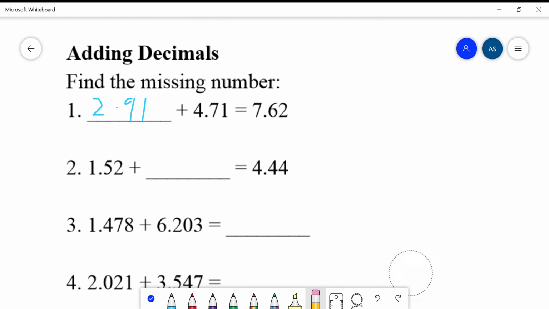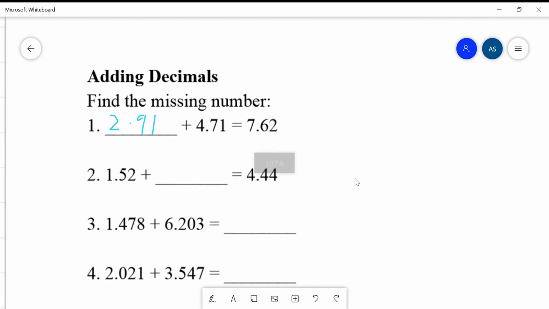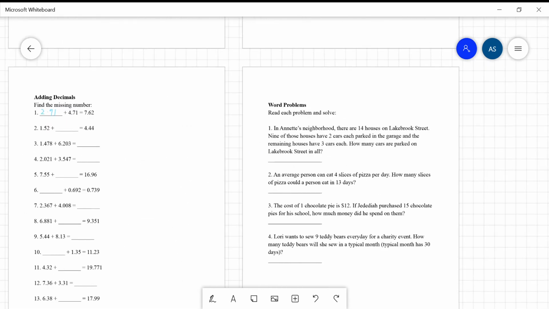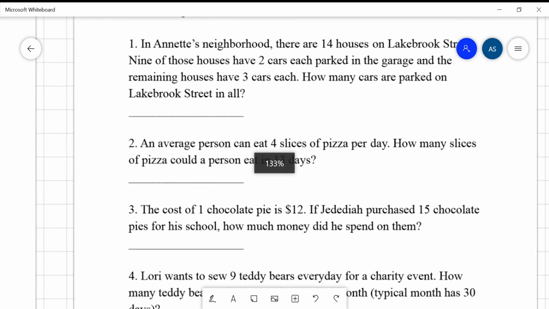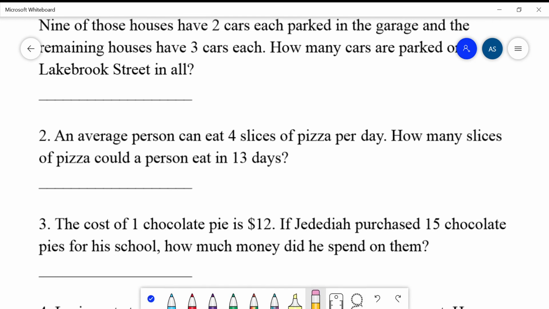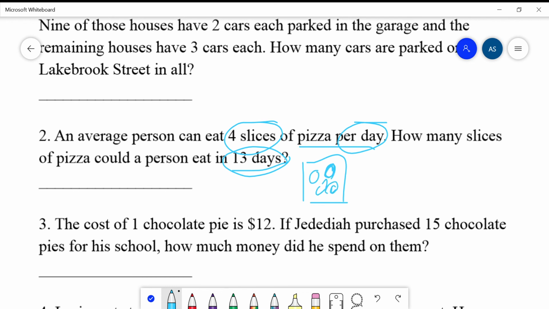Alright, now moving on to our last one. I believe the last one should be fairly easy as well. It's mostly multiplication. So let's do number 2 this time, because I always did all number 1s. So in number 2, we have an average person can eat 4 slices of pizza per day. How many slices of pizza could a person eat in 13 days? So in one day, this box represents one day. If a person could eat 4 pizzas every day, then in 13 days, how many pizzas can a person eat, right?